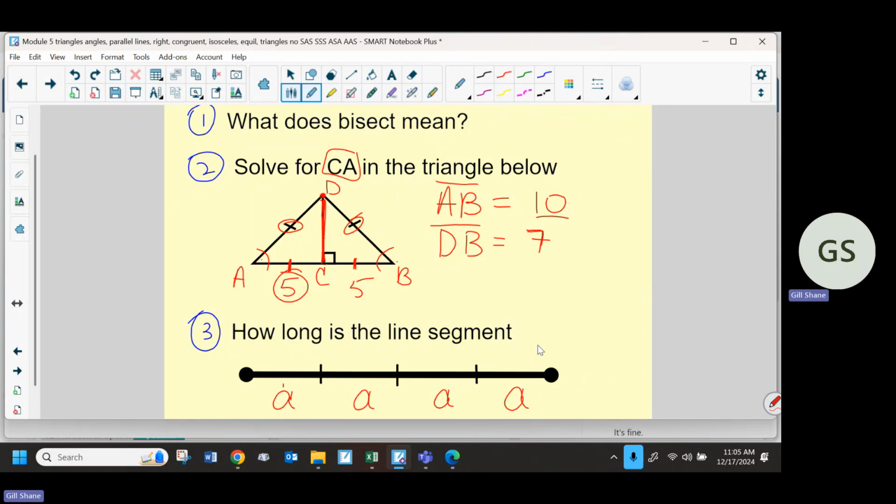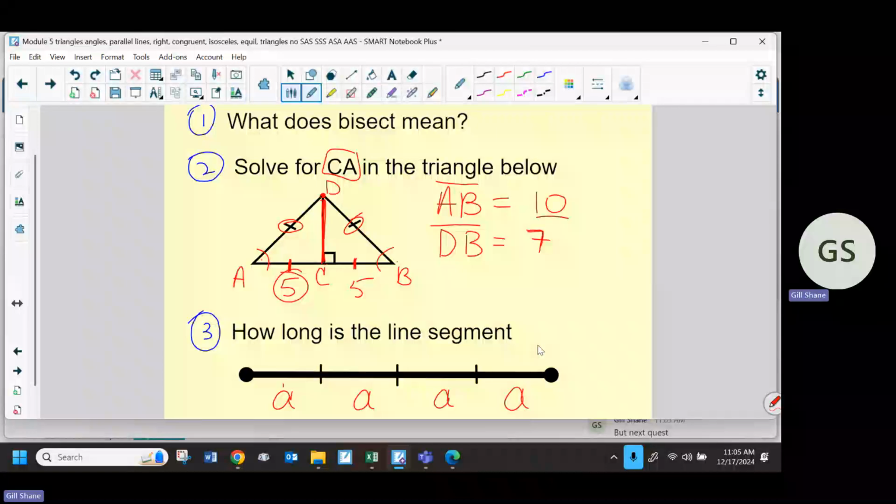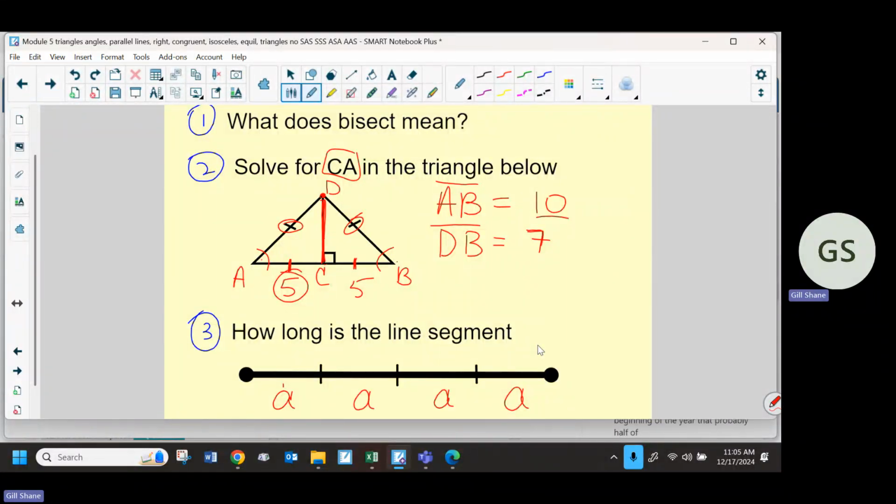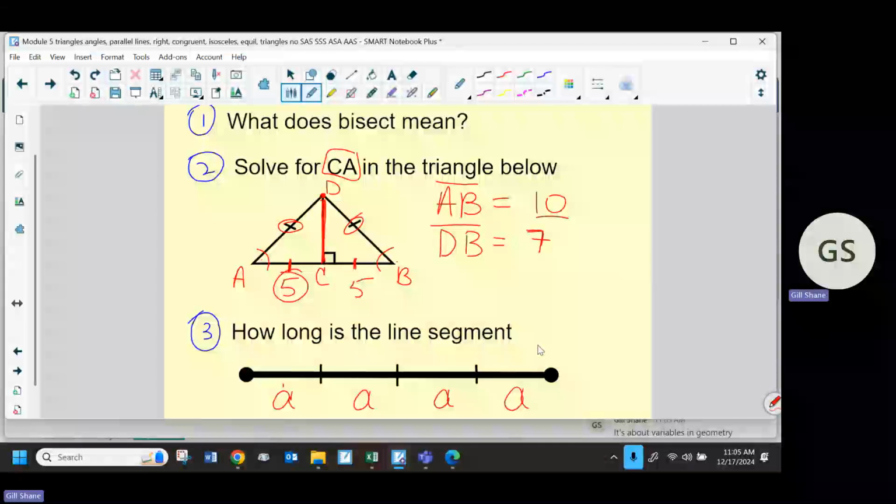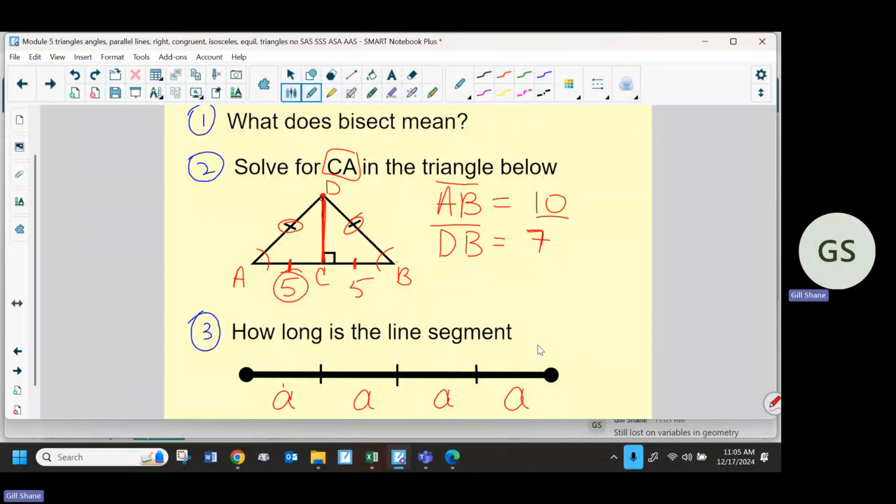So again, the 1-point exit ticket with no variables is based on that kind of concept. There's a little more to it because it's on a coordinate plane, which we started yesterday, but same concept. All right. Next question. And again, I did a video at the beginning of the year that probably half of you didn't watch. It was about variables in geometry. Still lost on variables in geometry. Some of us.